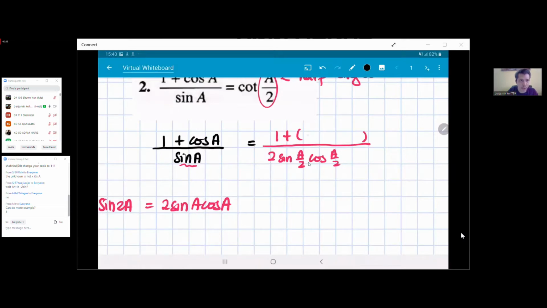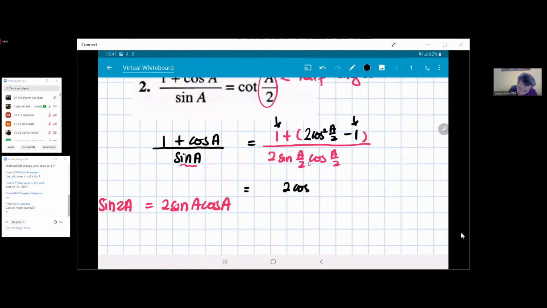Okay, it's supposed to be 2 cos square and then minus 1. But we write 2 cos square A over 2 minus 1. We use the A over 2, halved. Again, why do we choose the minus 1? Because the 1 in front here and the minus 1 at the back will become 0. So 1 minus 1 becomes 0. Understand this?